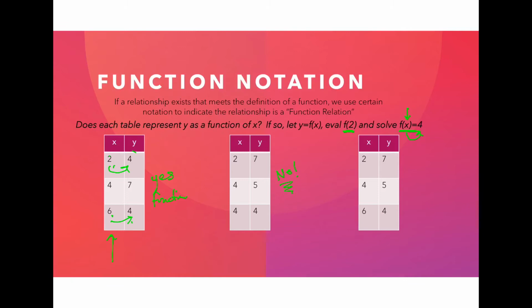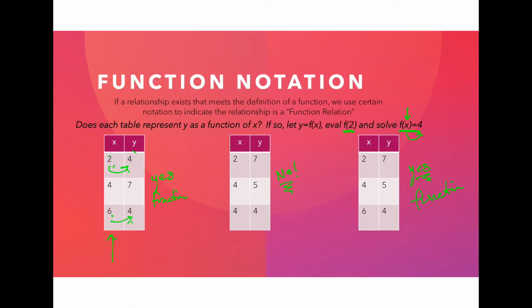And then the very last one, we have 2 giving me 7, 4 giving me 5, and 6 giving me 4. And in this case, there's nothing repeating, and so there's not even really a question. We would say, yeah, this is definitely a function. So the thing you want to look for when we're deciding whether something's a function or not is repeating x's giving us different y's. That's really what you want to find.